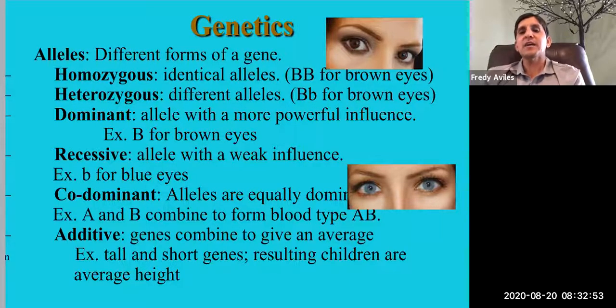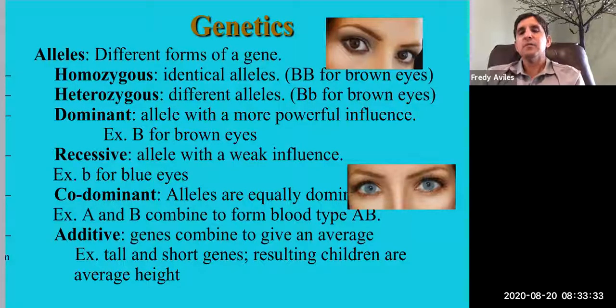Okay, sometimes genes are additive. Genes can combine and give you an average. That's what happens with height. Okay, tall and short genes. Let's say your father is tall, really tall, like 6'5", and your mother is short, only like 5'4" or 5'3". What's going to happen is that the resulting offspring would be about average height. Okay, taller than mother, but not as tall as dad. So maybe 5'10", maybe 5'9", or 6 feet or something like that. But you tend to get a sort of average.